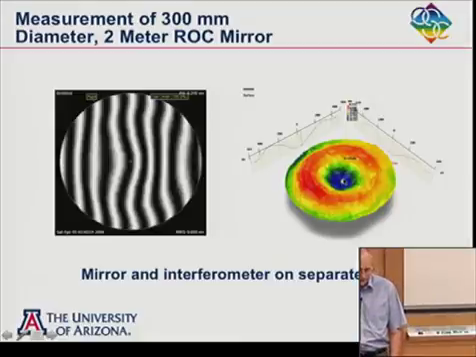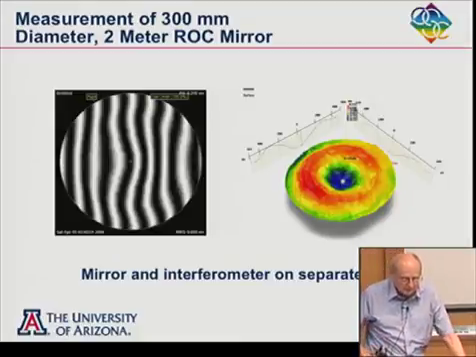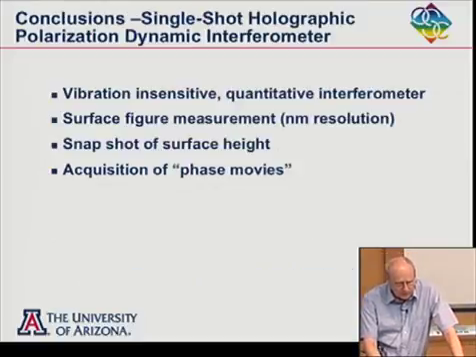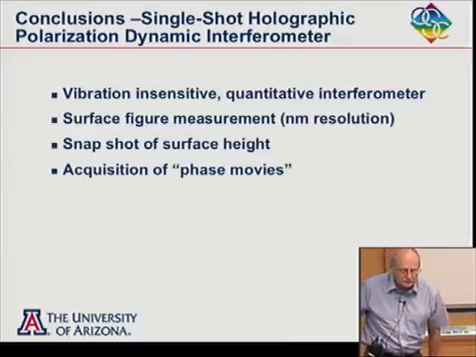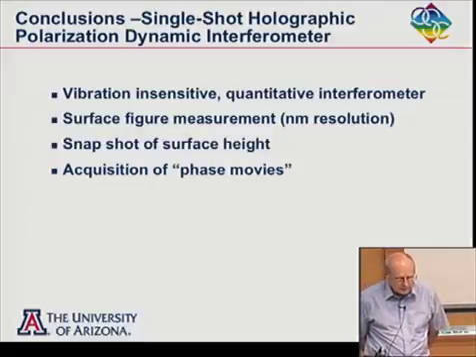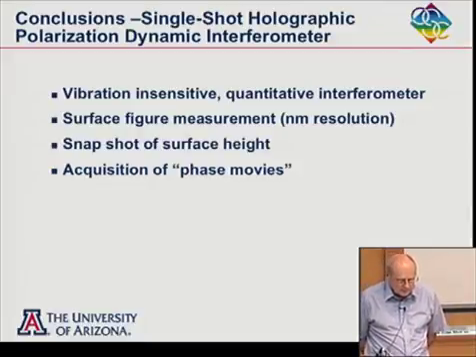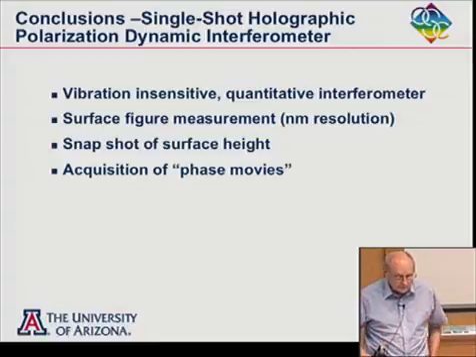The mirror and interferometer can be on separate tables. You can average out the effects of air turbulence, and it works very well. So this system, as I said, is vibration insensitive. It gives you measurements down in the nanometer range. You can make measurements of surface height. I haven't shown it here, but you can make phase movies. I'll show some phase movies in a little while.